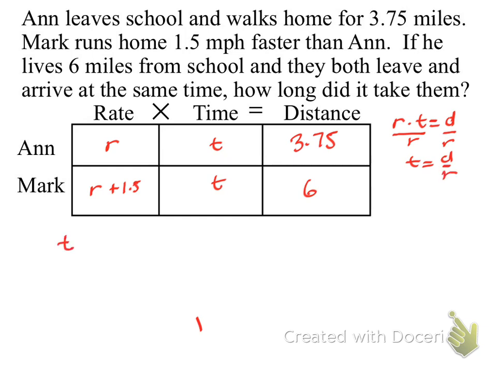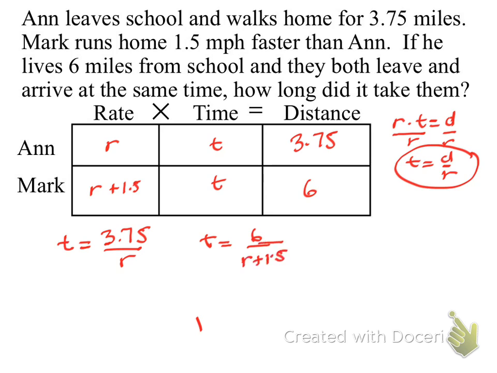So the first one will be T equals what? RT. Look at right here. T equals 3.75 over R. Good. And what is the next one? T equals 6 over R plus 1.5. Okay. And then, what do I do?